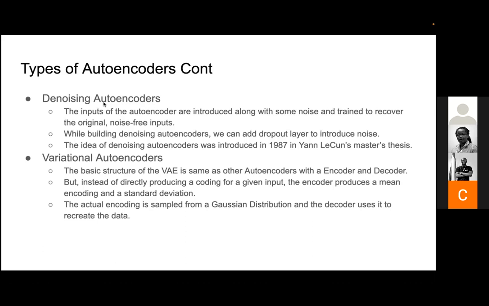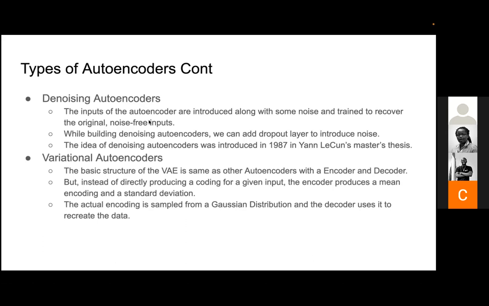And while building denoising autoencoders in real life, we can use Gaussian noise. The other thing is we can just add dropout layers to introduce noise, because with dropout layers we are actually blacking out some part of the input sequence. So denoising autoencoders can be achieved by using these two in real life. One is to add Gaussian noise, and the other is to add dropout layers.